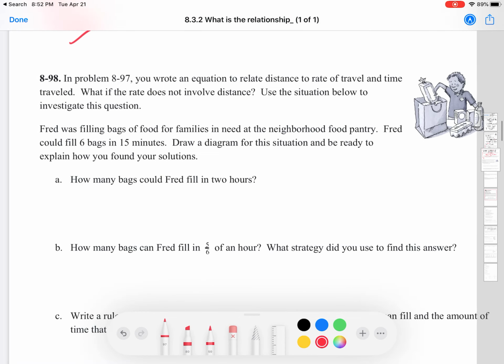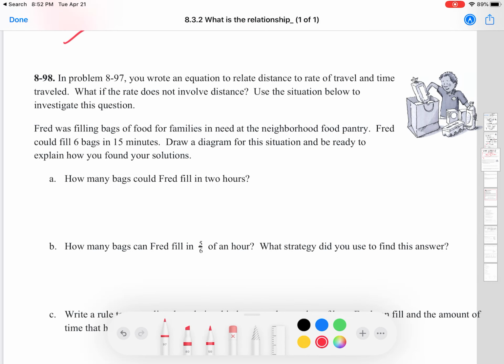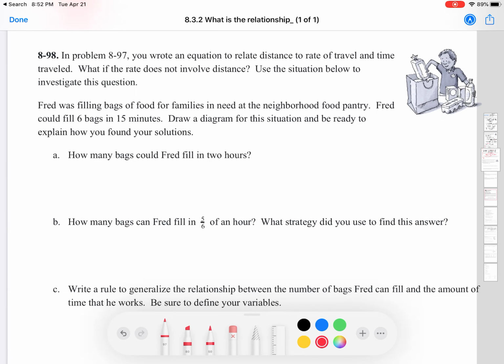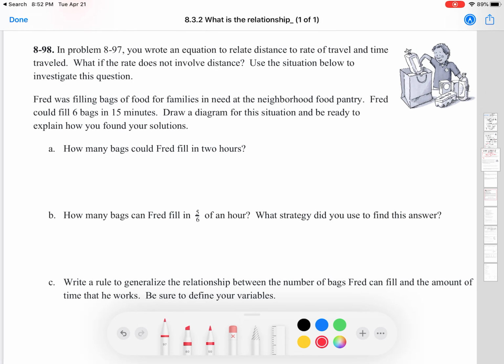Okay. All right. In problem 8-97, you wrote an equation to relate distance to rate of travel and time traveled. What if the rate does not involve distance? Use the situation below to investigate this question. Fred was filling bags of food for families in need in the neighborhood food pantry. Very relevant to today's world. Fred could fill 6 bags in 15 minutes. Draw a diagram for this situation. Be ready to explain how you found your solution.